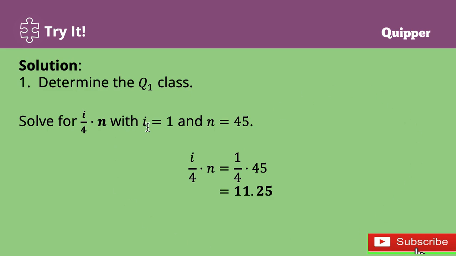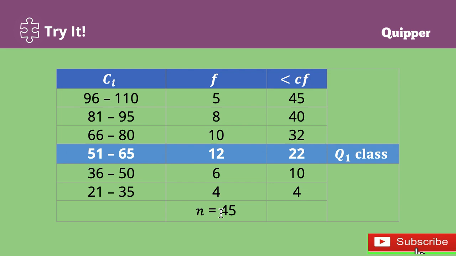First, we are going to find the Q sub 1 class. Solve for i over 4 times n, with i equal to 1 since we are looking for Q sub 1. And n, of course, we will be using 45.